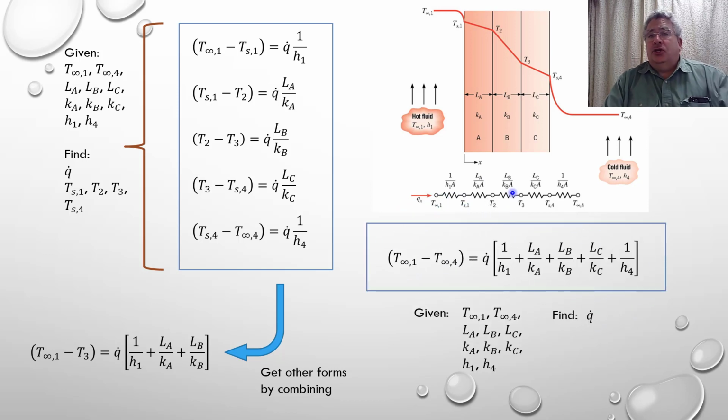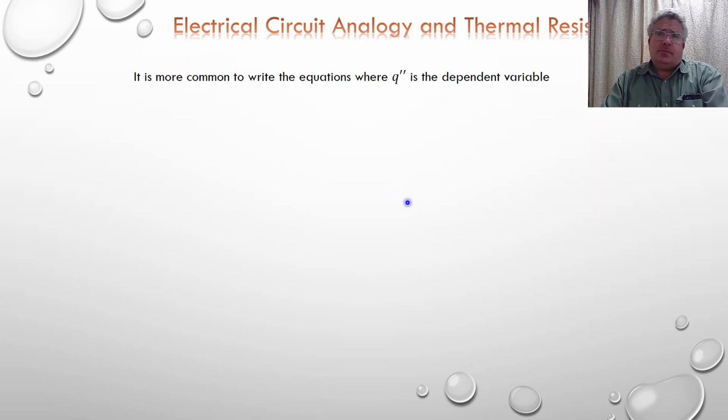But sometimes you might just want to find Q dot. Say I'm given T infinity 1 and T infinity 4, all the standard givens. Instead of trying to find all the internal temperatures, which provide 4 additional unknowns, I could just say the temperature differential is T infinity 1 minus T infinity 4, and that equals the total heat rate times the total resistance. Like this is my V, this is equal to I, and this is my total resistance. Everything's in series, so the resistors just add up: 1 over H1, LA over KA, LB over KB, LC over KC, and 1 over H4. So it's pretty straightforward.